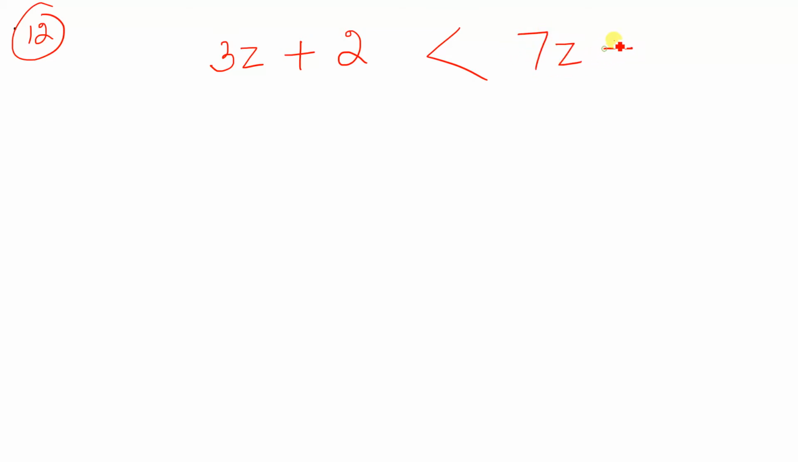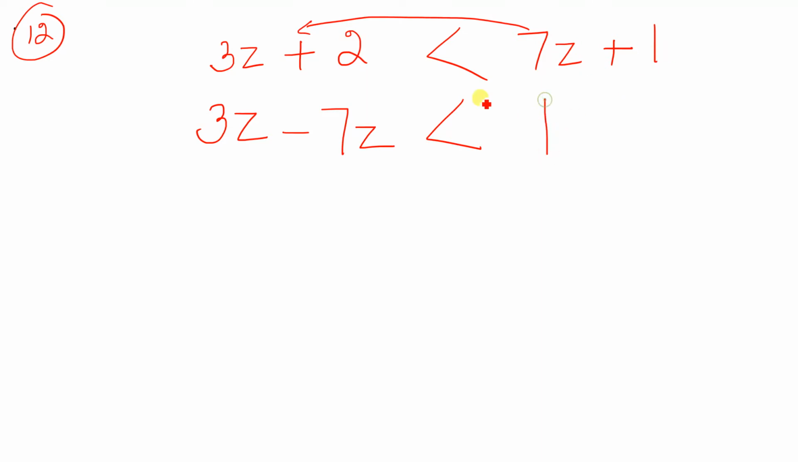Then we have question number 12: 3z plus 2 is less than 7z plus 1. So see, this 3z will remain the same, but the variable we have on the right hand side, we have to take the transpose. It will be -7z. Then this 1 will remain the same on the right hand side, but this constant is on the left hand side. We have to take the transpose. It will be -2. So it will be -4z is less than -1.